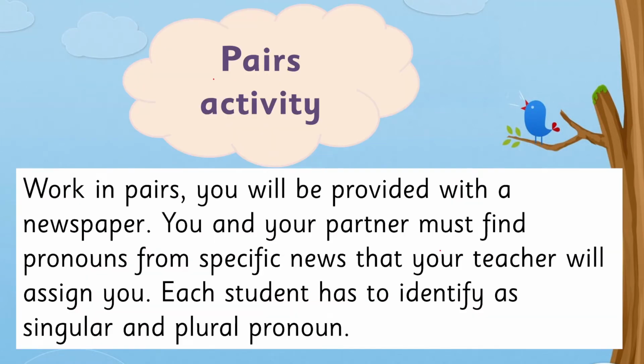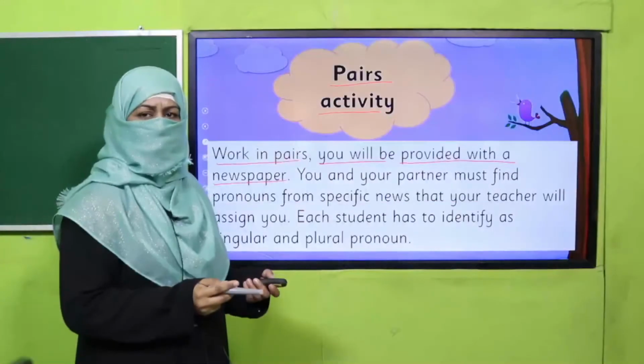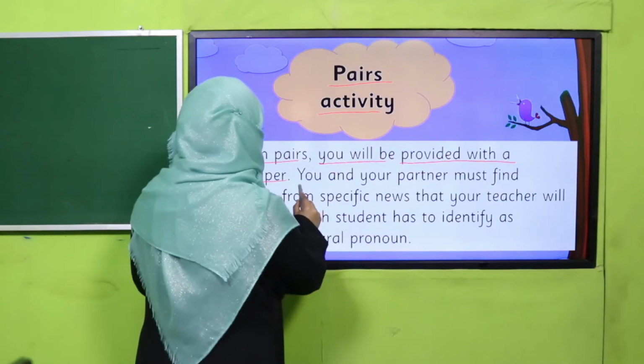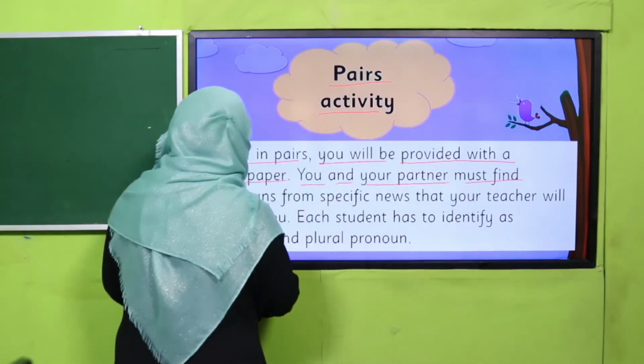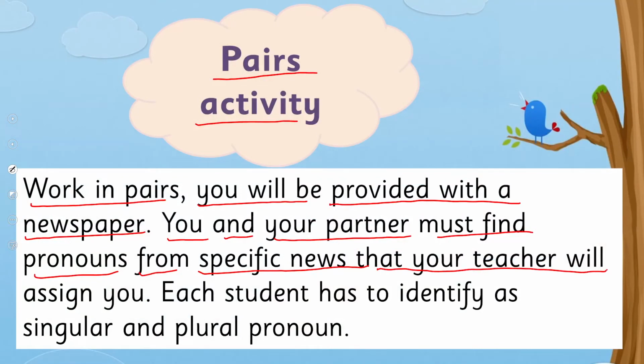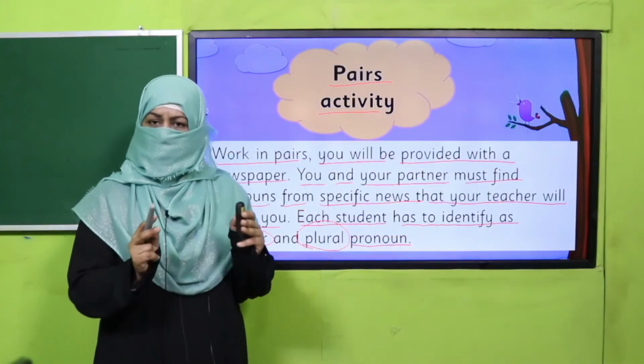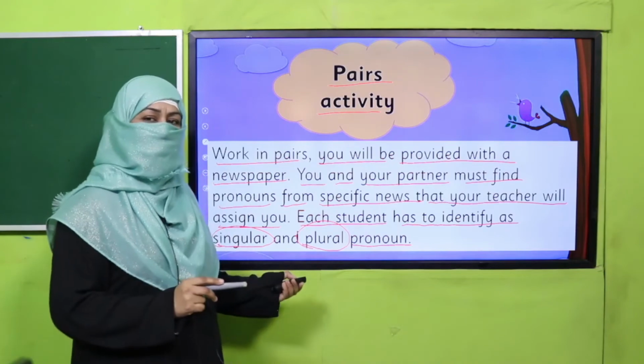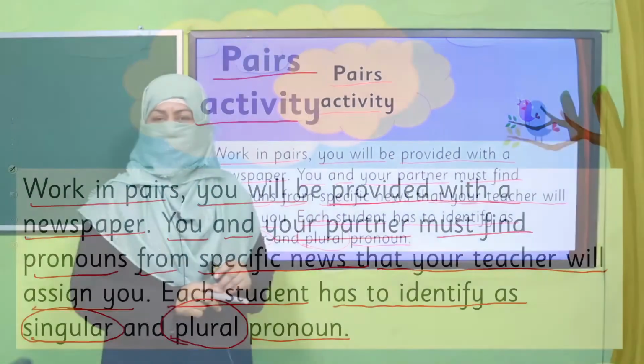Yes, it's a beautiful activity which you will perform in pairs. Work in pairs, you will be provided with a newspaper. Teacher, you can take any reading material, preferably if you have cuttings of newspapers, that's even better, or any text in English. You and your partner must find pronouns from the specific news that your teacher will assign you. Each student has to identify singular and plural pronouns. Okay, beta, so it's very simple. You'll work in pairs. Teachers, kindly make pairs of students, then give them material to read, and they will point out pronouns and tell whether it's singular or plural. Pause the video and enjoy this activity.